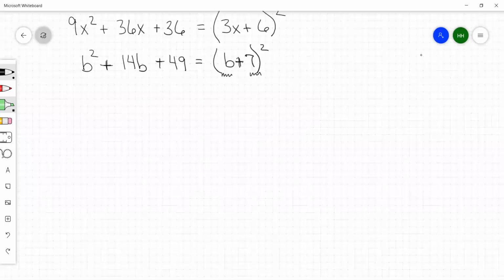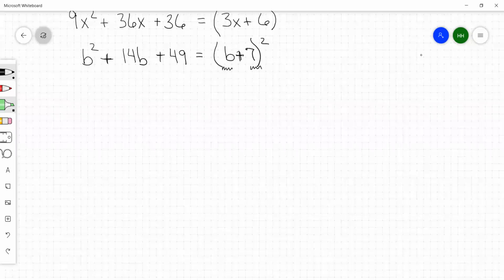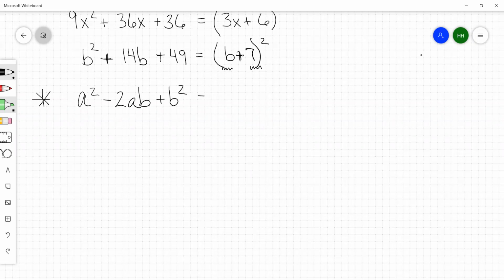Second type you'll see will look like a squared minus 2ab plus b squared. And now when it's in this format, and what I mean by this format is that there's a perfect square in front of the a squared or x squared, and a perfect square at the end, this will factor to a minus b squared.